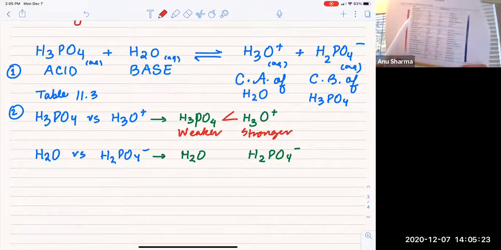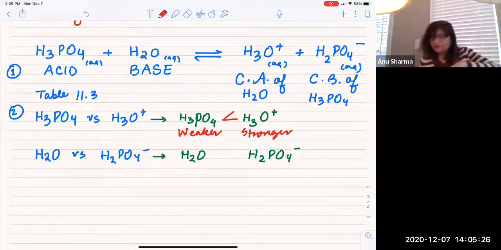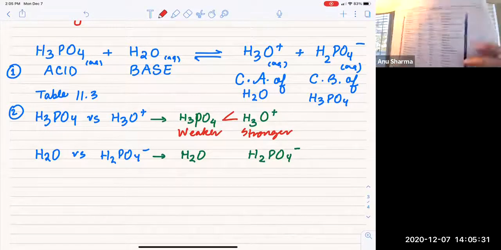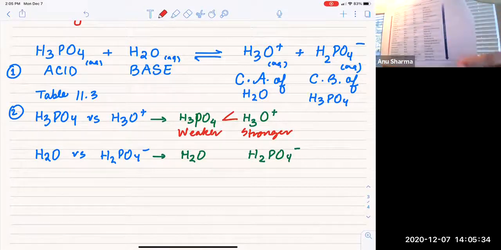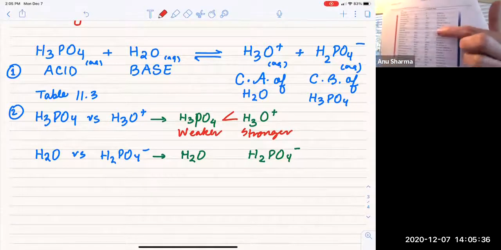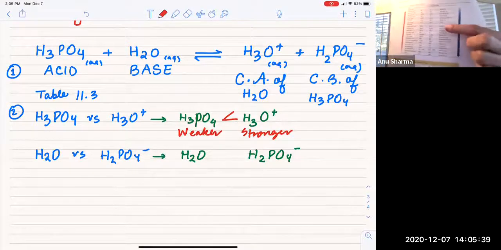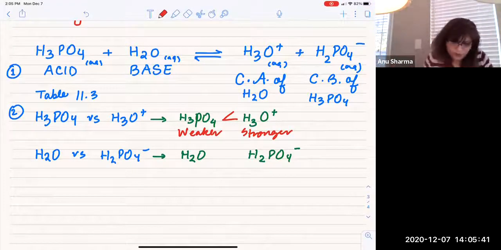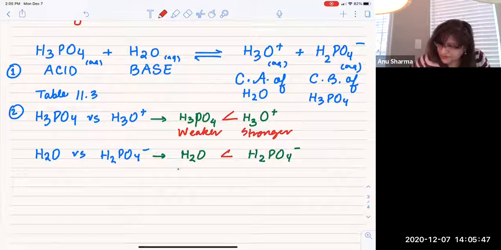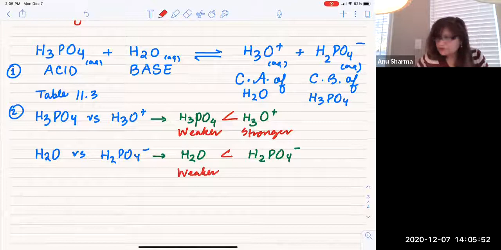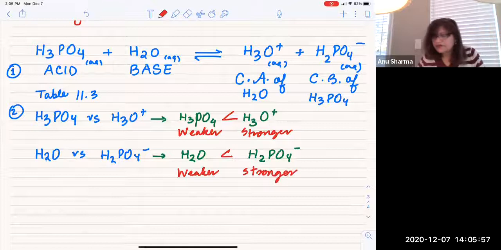So base on one side, acid on the other side. Here we see water is on the base side, which is the weaker side, and this side is moving stronger. So H2PO4 negative is stronger than H2O. In comparison, H2O is a weaker base than the dihydrogen phosphate ion. So the dihydrogen phosphate ion is stronger than water. Okay, that's good.